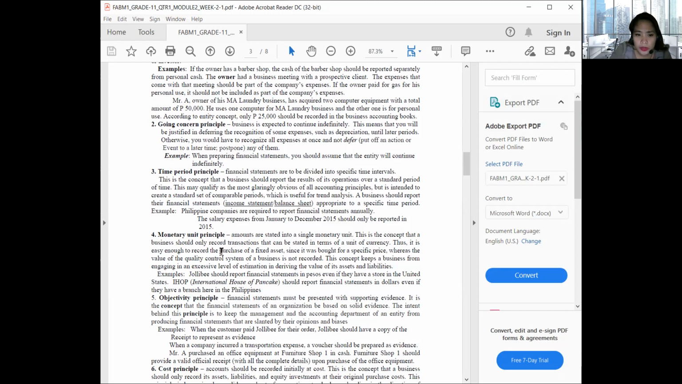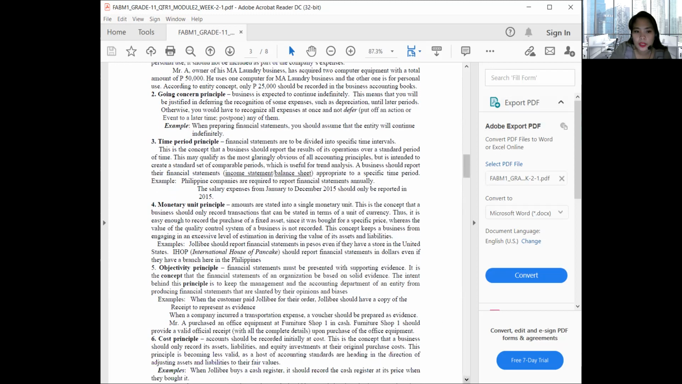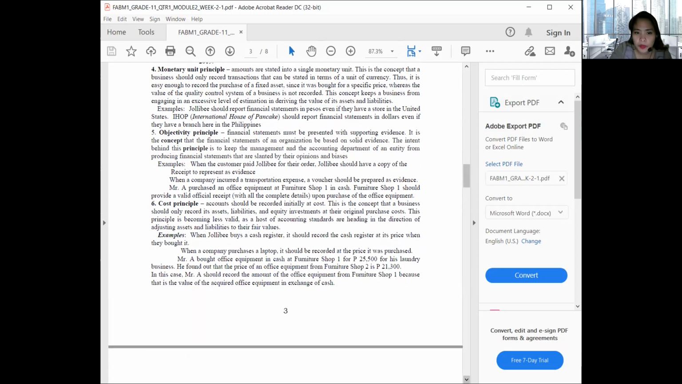This is the concept that business should only record the transactions that can be stated in terms of a unique currency. Ayan, na-mention na natin kanina yan. Objectivity principle, financial statement must be presented with supporting evidence. Ayan, kaya dapat meron po tayong mga resibo. Kasi kailangan yan kapag tayo ay nagre-record. It is the concept that the financial statements of our organization be based on solid evidence. When a customer paid Jollibee for their order, Jollibee should always have a copy of the receipt to represent as evidence. Okay? Cost principle, accounts should be recorded initially at cost.